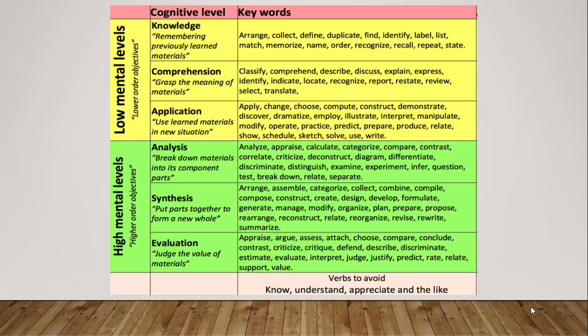Here are some examples of action verbs to use for different cognitive levels. You can find more examples attached in the IAF Google form.